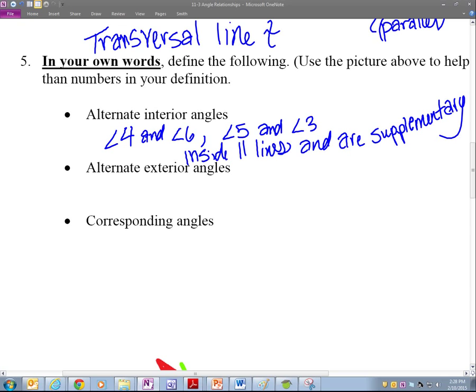Okay? Question, Dominique? I thought a supplementary angle, I thought that it was added up to. No, that's a complementary angle. That's a complementary angle.